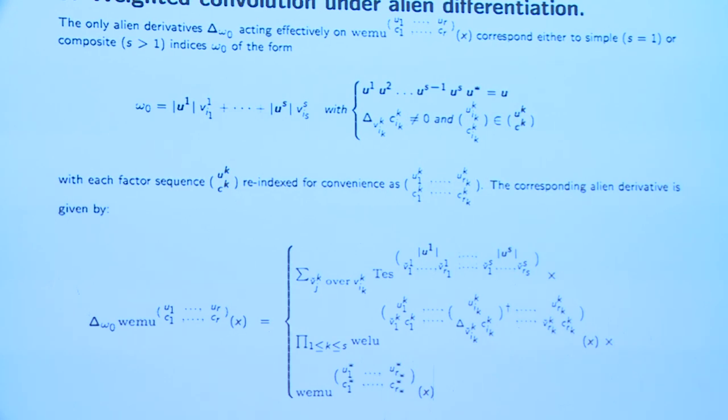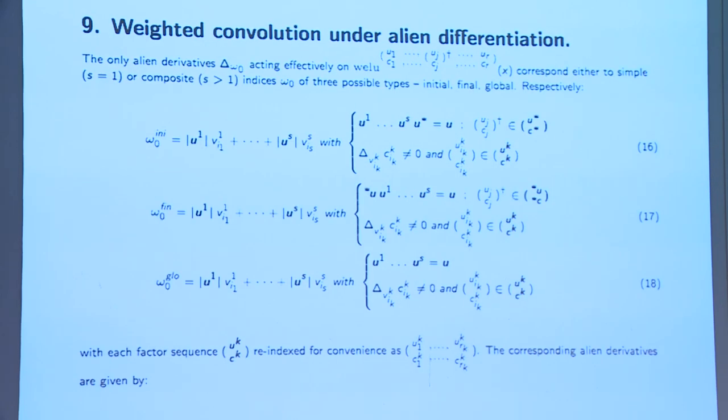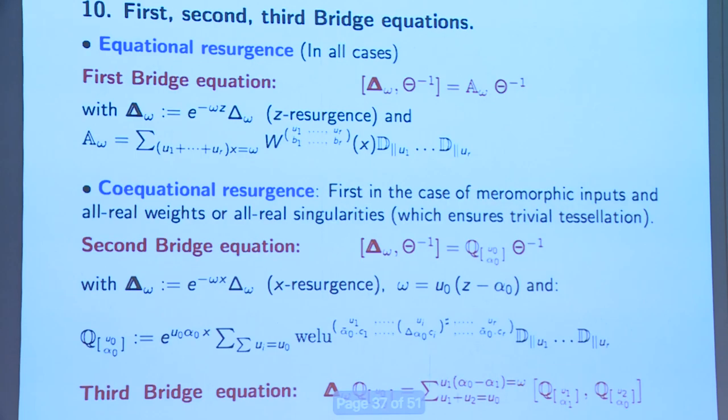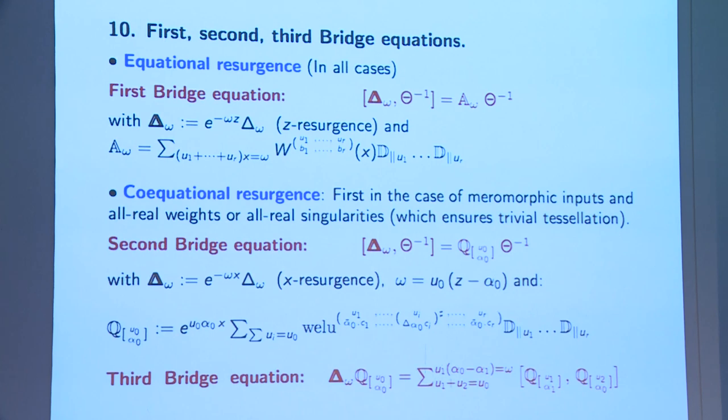We can express any alien derivative of a weighted product in terms of three things. A new weighted product with new inputs, which are either the translates of the old inputs or alien derivatives of the old inputs, and new weights. So this formula exists. I'll have to skip them for now. Anyway, if you care for that, they are in the slides, which I posted on my homepage.